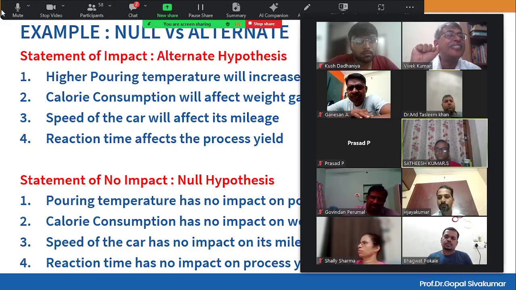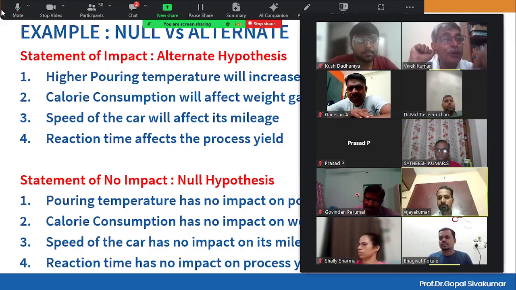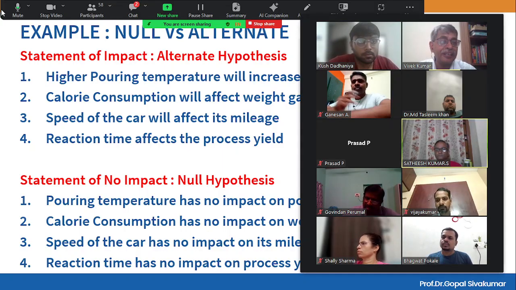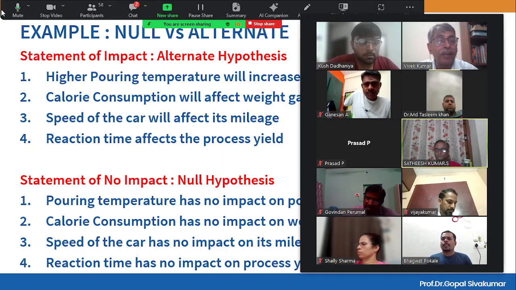If I say I reject the null, what does that mean? I am going with the alternate. If I say I fail to reject the null, that means I am going with the null. Is that clear? That is the standard methodology, and it communicates the outcome of our investigation, that is, our hypothesis test.